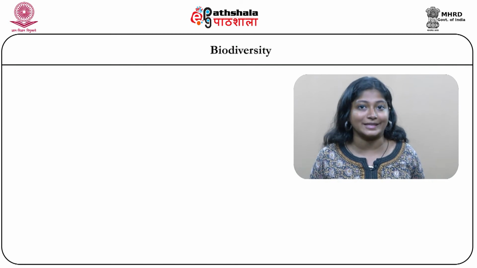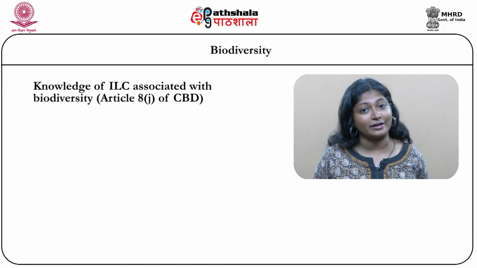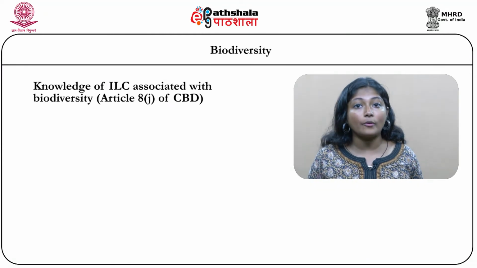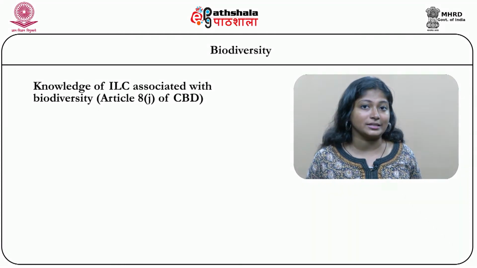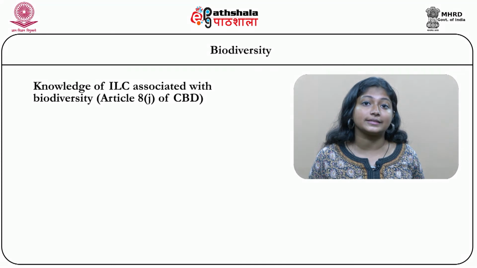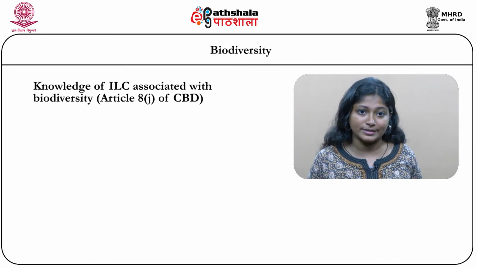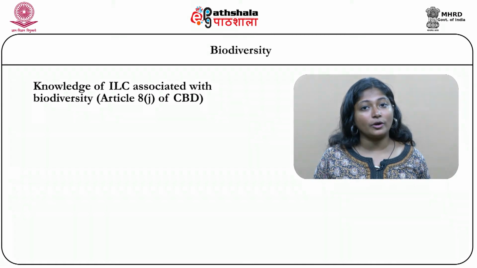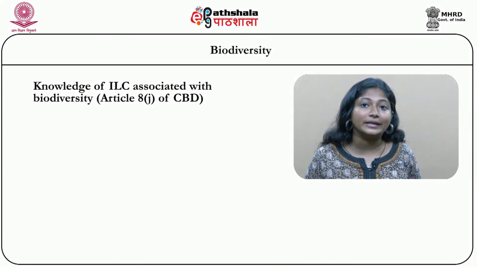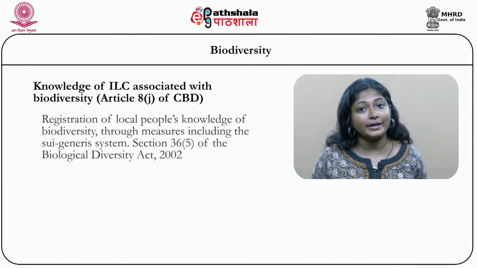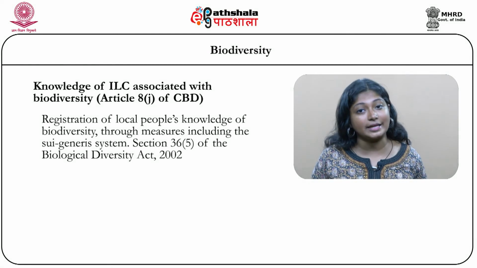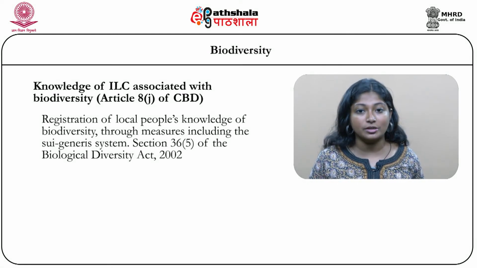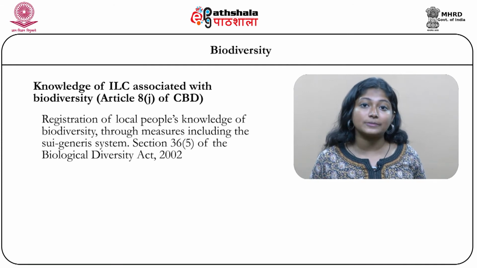Now let's go to the focus areas. One is Article 8J related to Article 10C, which means how to protect the knowledge and the practice of indigenous and local communities associated with conservation and sustainable use of biodiversity. When you say that, we can find that there are not too many legislations available in India. The Biodiversity Act has two components, like section 36(5), which says that the state government has to develop measures so that there will be sui generis protection for registration of local people's knowledge of biodiversity.